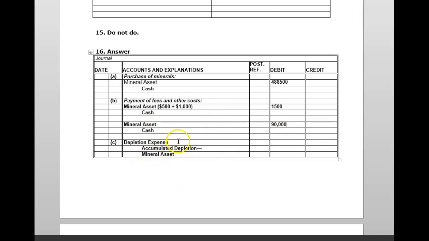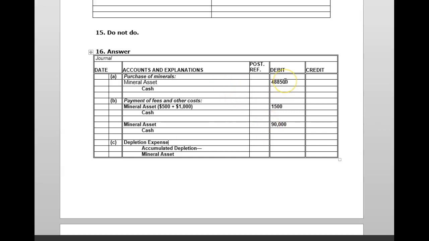Now, before you can figure out the depletion expense, this is what becomes important: you have to figure out the value of that asset. How much did whatever mineral it is they're extracting actually cost?